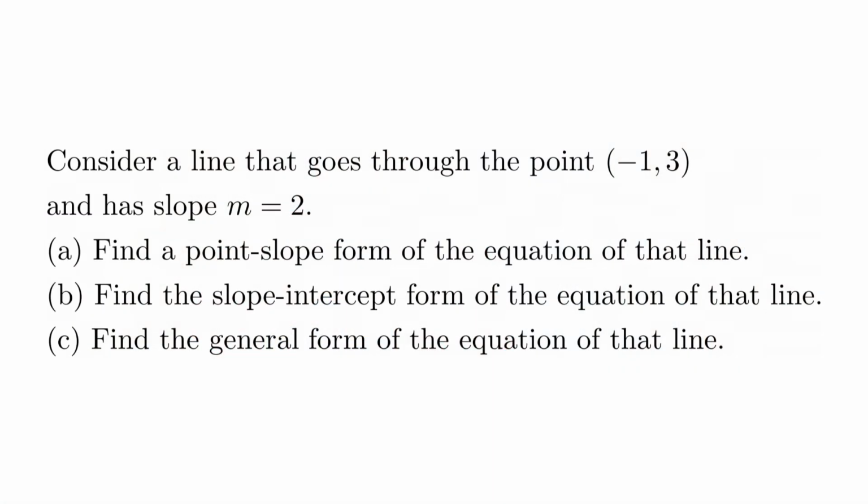In this video, we're going to do some homework problems that have to do with lines in the plane. The next question we want to look at is a line that goes through the point -1, 3 and has a slope of m equals 2. What we want to do is find a point-slope form for the equation of that line, the slope-intercept form for the equation of that line, and the general form of the equation of that line.